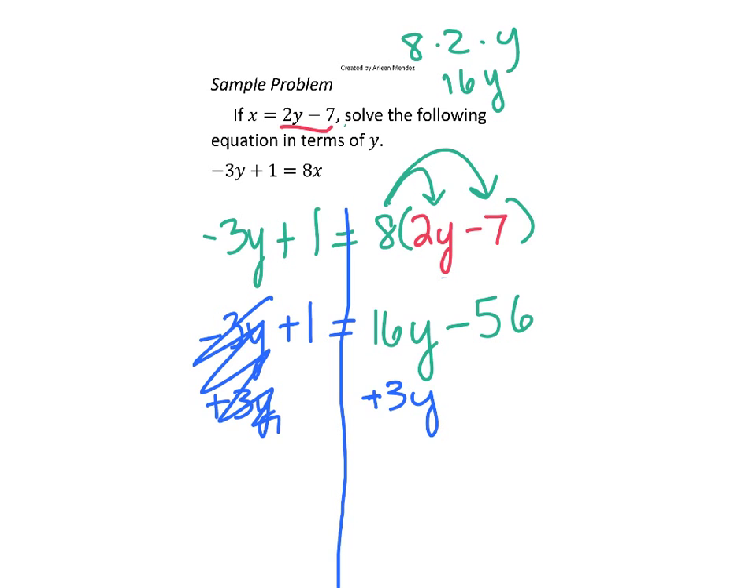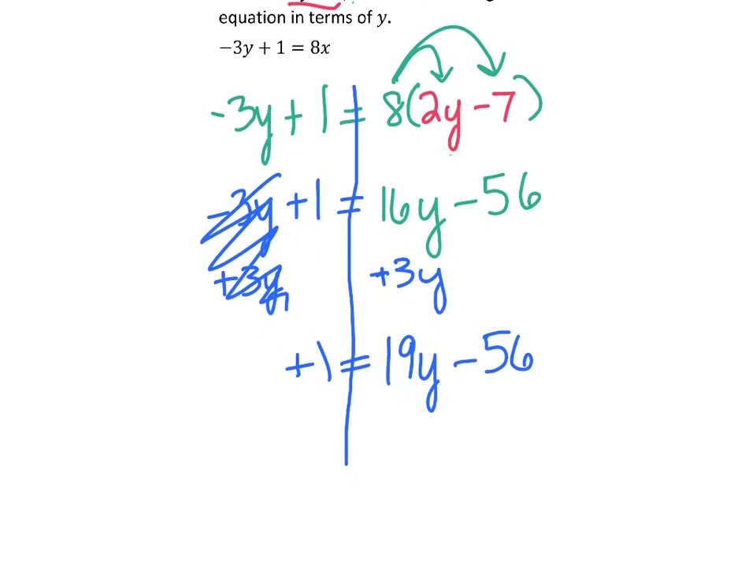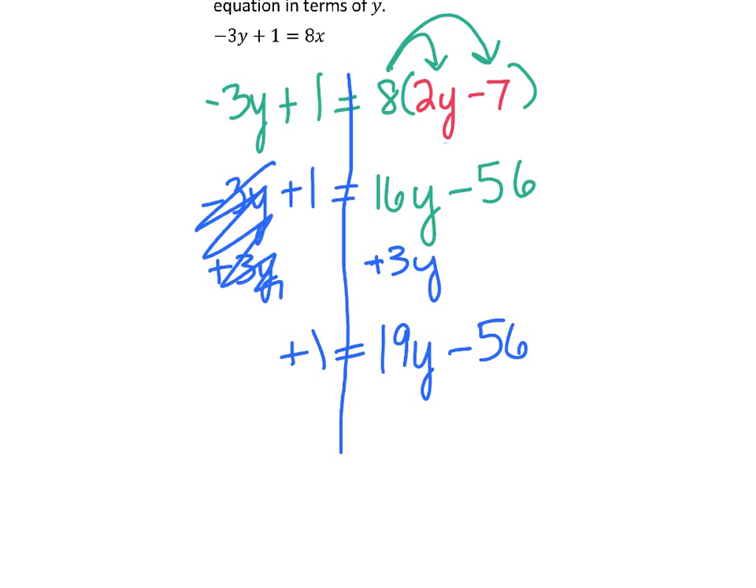This cancels out, and it leaves me with just plus 1 here on this side, equals. And then I have 16y plus 3y, that's 19y. And I bring down that minus 56. And this looks even more familiar. This looks like the type of problem we started working with at the very beginning. On this side here where the y is at, we're going to start canceling everything away from the y.